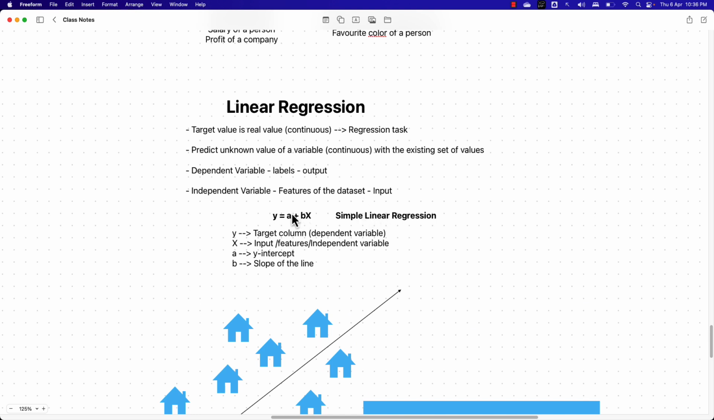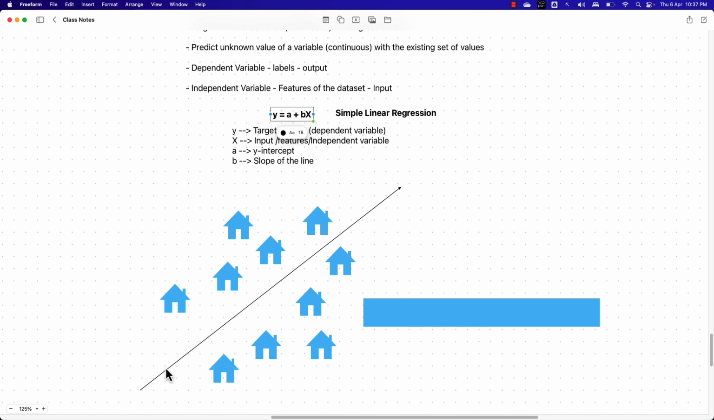Now in the scenario of a supervised machine learning algorithm, the mathematical equation is given by y is equal to a plus bx. Here y is known as the target variable or dependent variable, or you can also think of it as labels, and x is my input, features or the independent variables. In this equation, a is called the y-intercept, and b is called the slope of the line. So constructing a road which is closer to all the houses is very similar to the linear regression equation that I have just explained.